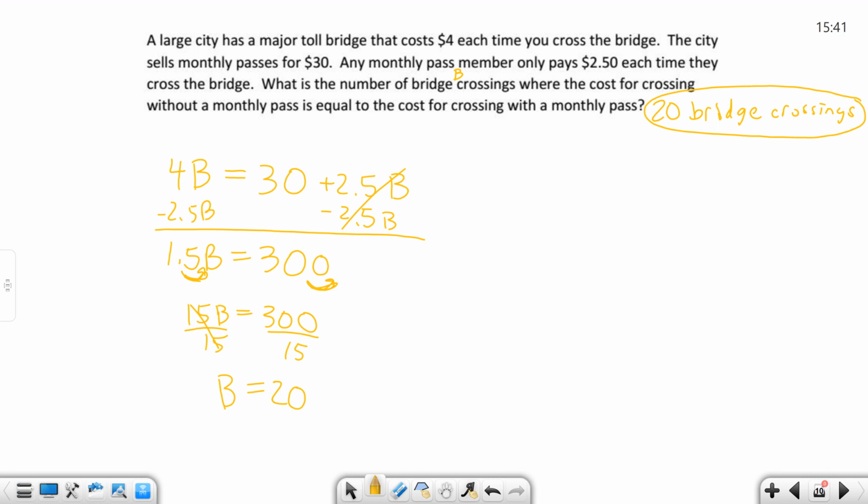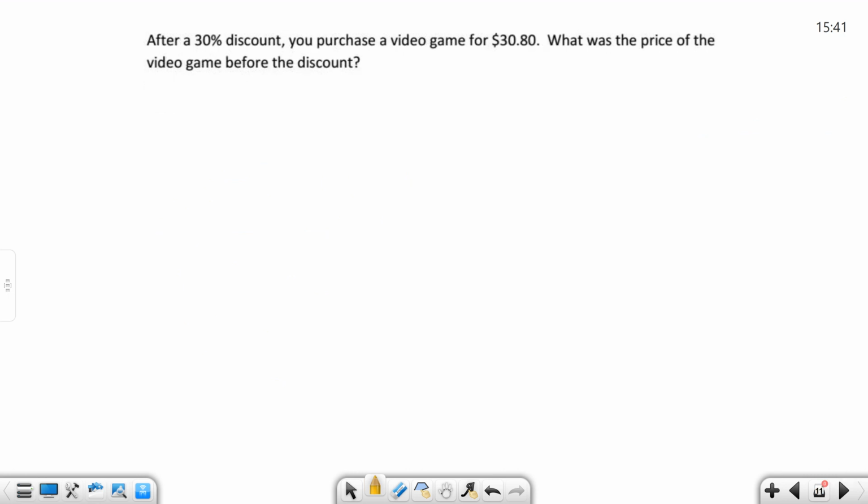All right, so after a 30% discount, you purchase a video game for $30.80. What was the price of the video game before the discount? Look, again, this is not really something you care about because if you go into the GameStop or wherever and you buy a video game for $30.80, you only care that it costs $30.80. You don't care what the original price was because that's not what you're paying. If you have whatever $30.80 is plus tax, you're buying it and you're done with it. But again, it's the idea of solving a problem. That's what this does.